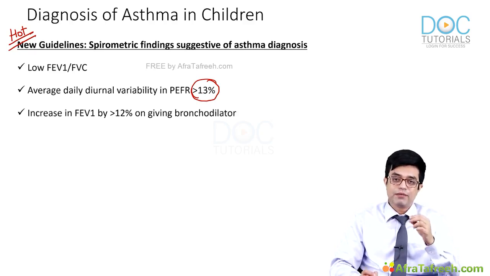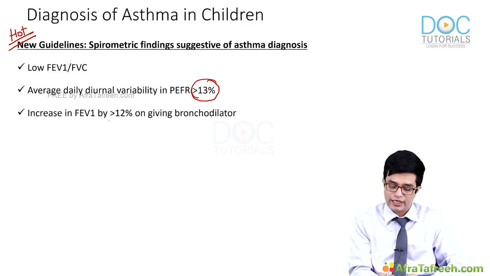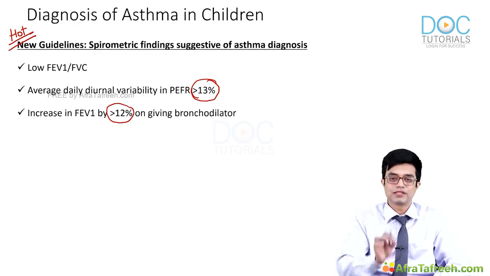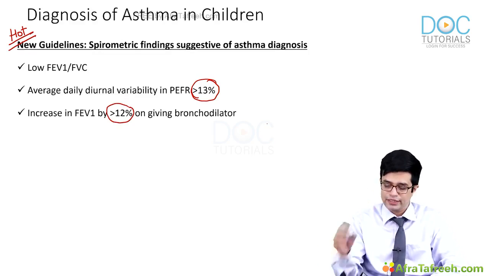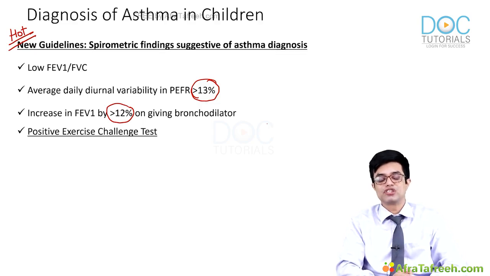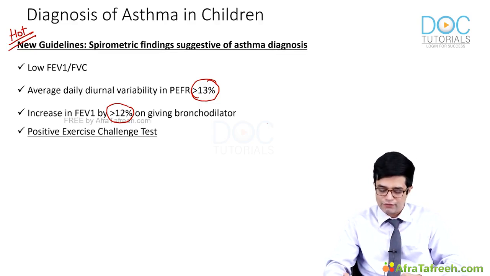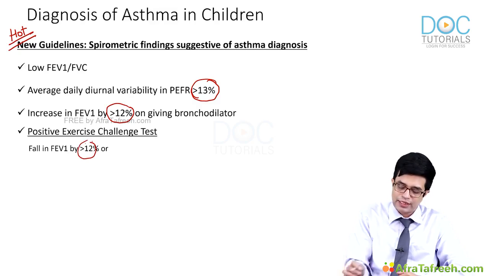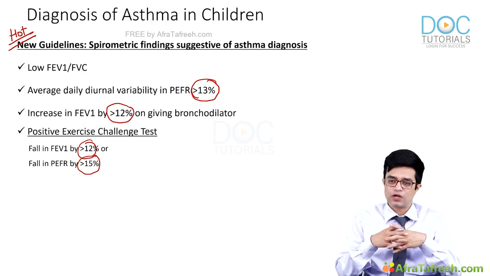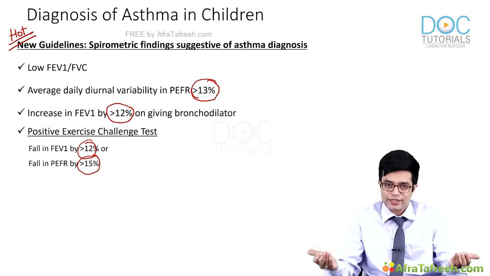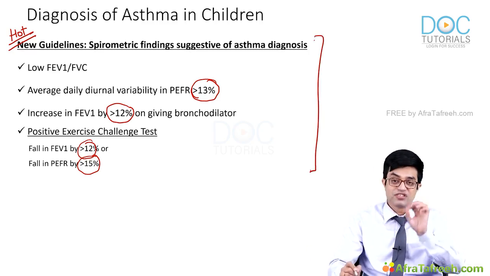Third, you check FEV1 pre-bronchodilator and post-bronchodilator and see the difference. If after giving a bronchodilator FEV1 increases by more than 12%, that indicates positive responsiveness to bronchodilator. Again, it is one of the criteria. The fourth spirometric criterion is a positive exercise challenge test. What is a positive exercise challenge test? After making the child exert, we check FEV1 or PEFR. If FEV1 falls by more than 12% or PEFR falls by more than 15%, that is taken to be another criterion for asthma. The more criteria you are able to do, the better it is. If any of them is positive, that indicates asthma in the child. It is a difficult thing, remember it exactly.